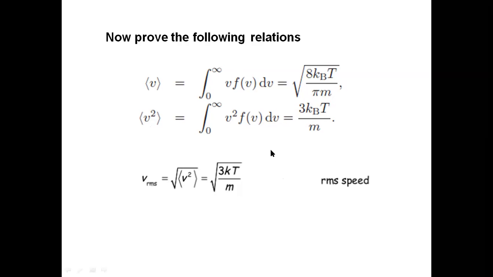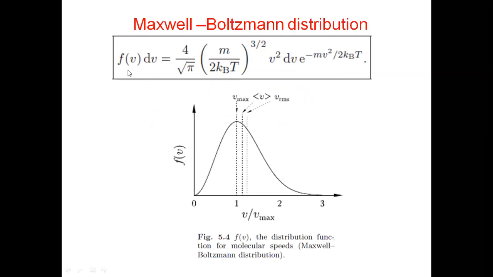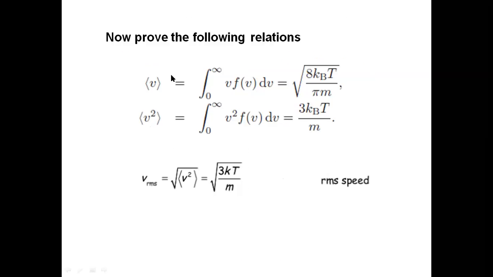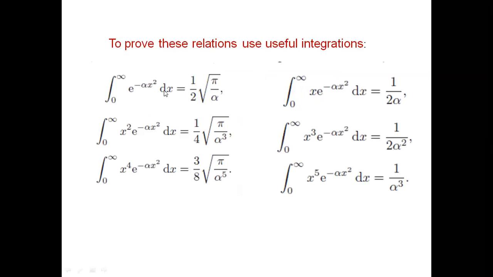So how can we prove these relations? It's just substitution. We have to substitute f(v) dv in this integral, from 0 to infinity. So we have a useful integration to do this. To prove this, you have to use this useful integration.